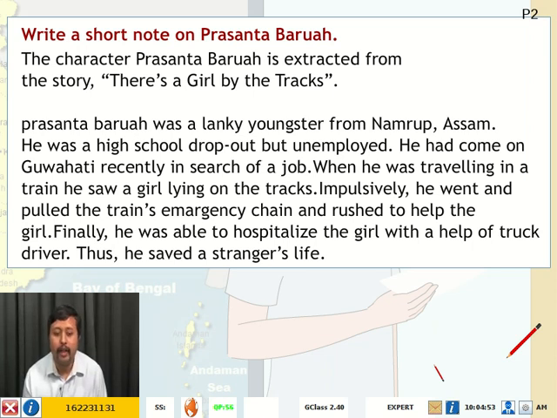Impulsively, he went and pulled the train's emergency chain and rushed to help the girl. Finally, he was able to hospitalize the girl with the help of a truck driver. Thus, he saved a stranger's life.